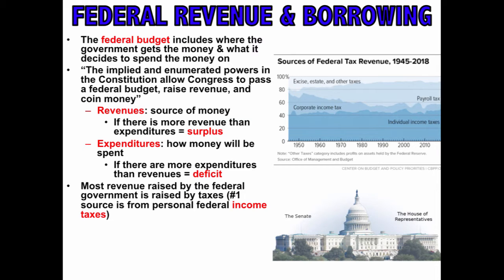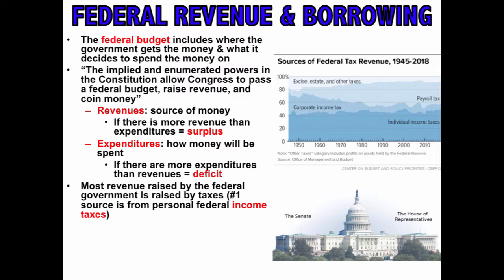Most revenue raised by the federal government is raised by taxes, and the number one source is personal federal income taxes. As you can see on the graphic, there are all sorts of different types of taxes the federal government collects, personal, corporate, and so on, but the biggest source of income is personal income taxes.